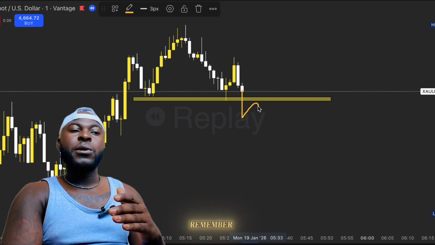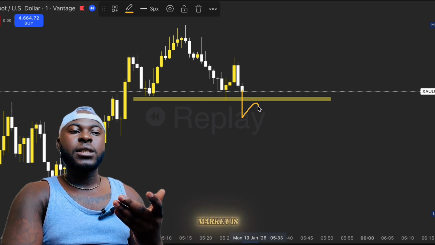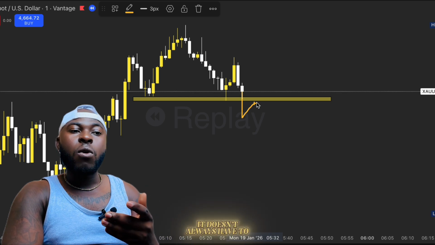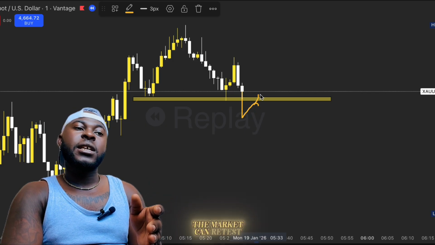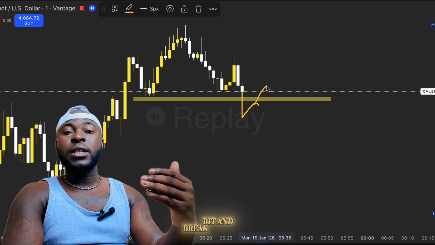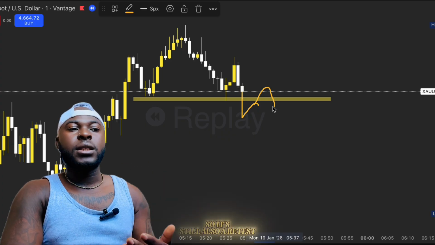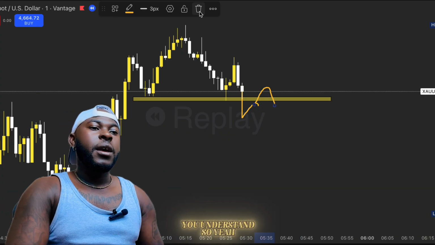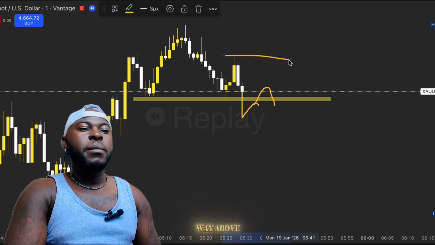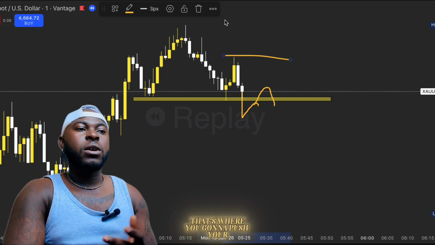But remember, we only trade what the market is telling us. The market doesn't always have to retest there. The market can retest by going up a little bit, break that neckline and then continue going down, right? So that's still also a retest. You understand? And then your stop loss is gonna be all the way above here. That's the way you're gonna push your stop loss.